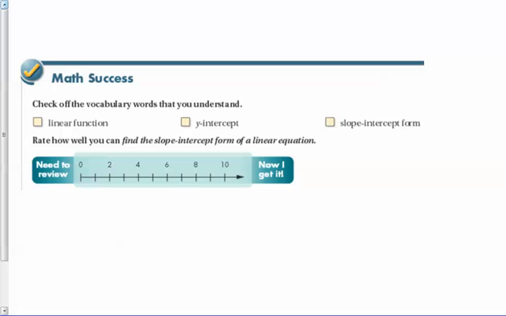So where do you stand? Do you know what a linear function is? You should. Do you know what the y-intercept is? You should. Do you know what the slope-intercept form is? You should. The y-intercept is where the line crosses the y-axis, and slope-intercept form is y equals mx plus b. So hopefully you understand this.